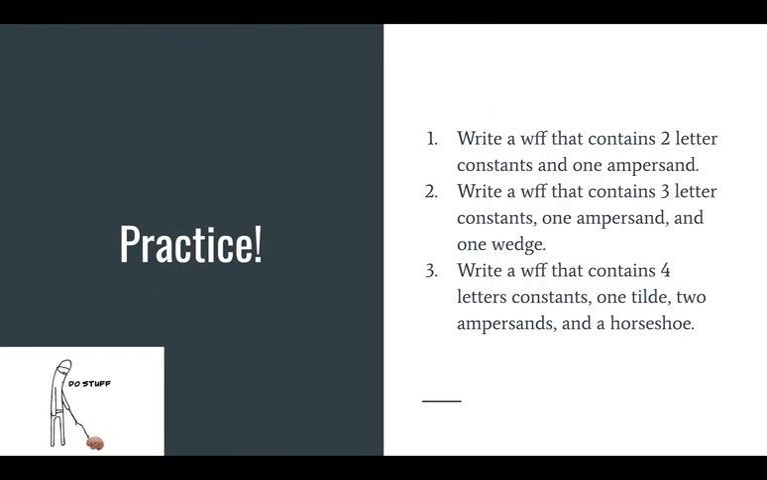Lastly, write a well-formed formula that contains four letter constants, one tilde, two ampersands, and a horseshoe. Okay, I added there D, since we need four sentence constants total. And we definitely need a tilde. So remember, a tilde is a unary connective. It applies just to one thing, whatever is to its right. So since we're introducing this new sentence constant D, I figured might as well put the tilde on that one. Again, A, B, C, D don't mean anything right now, so it sort of doesn't matter. And we definitely need the horseshoe. We need to add that.